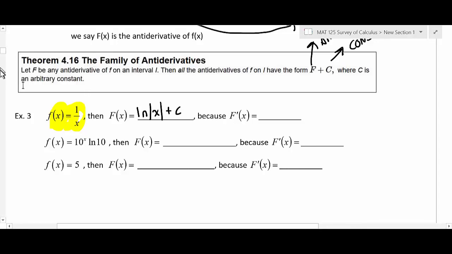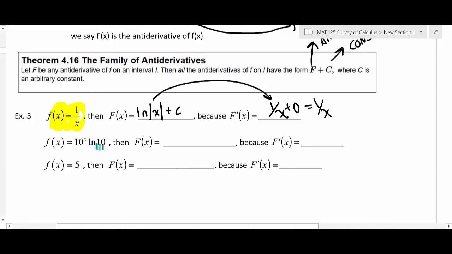You don't know if x is positive or negative, but you know that if you have a logarithm, you can only take the log of a positive number. What is the derivative of ln x? Yeah, and then the derivative of c is 0, so that just takes you back to 1 over x. Okay, like that.